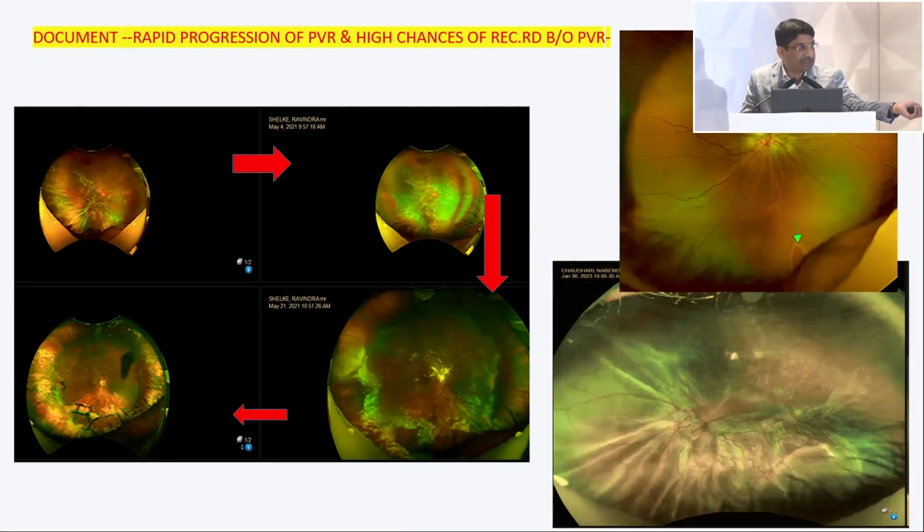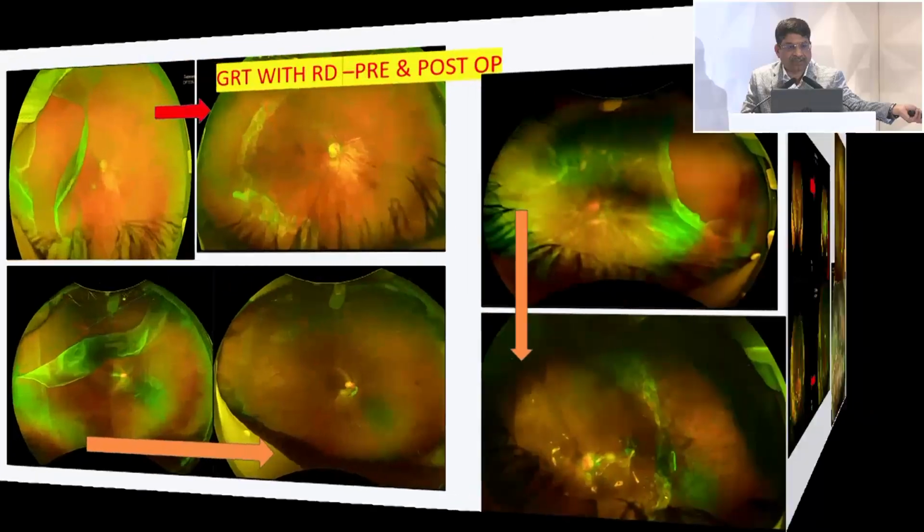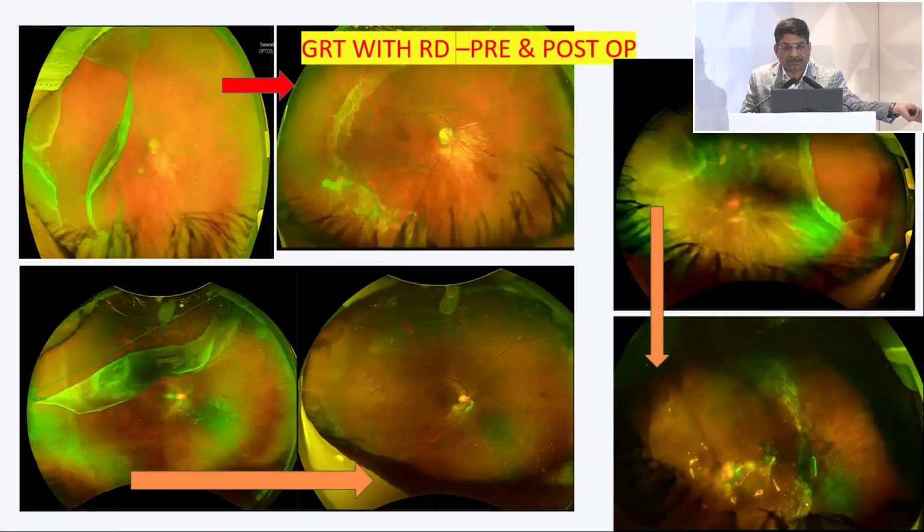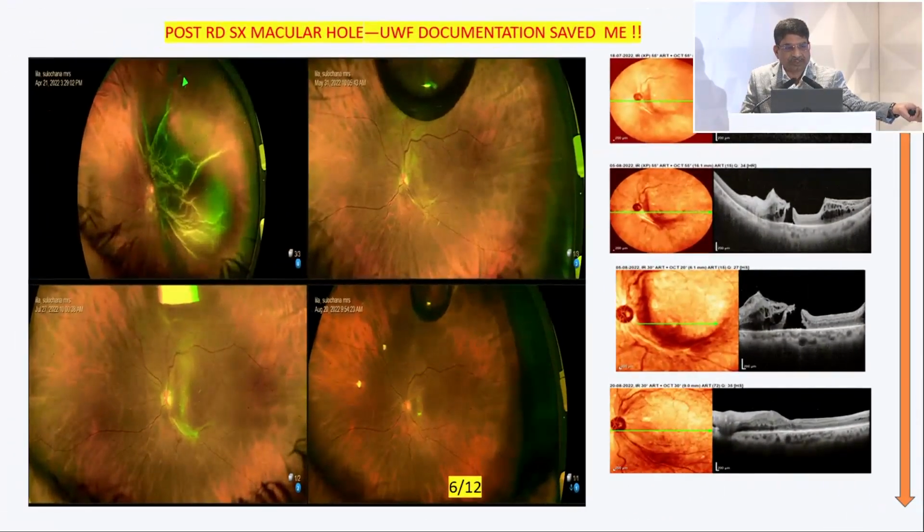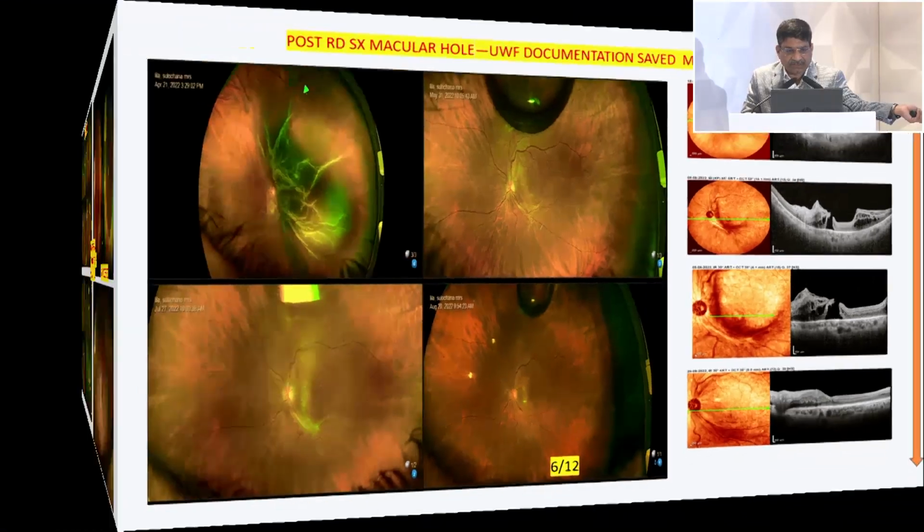In such cases, one should know the starting point. We are discussing PVR throughout the day today. If you know the starting point, obviously you know what is going to happen and why the recurrence is there. In GRT cases also you want to show the patient the gravity of the disease, and this was a documentation. We operated this case, the retina was attached, but because of epiretinal membrane, a macular hole developed, and we again went in and did the surgery, and now the patient has 6/12 vision.